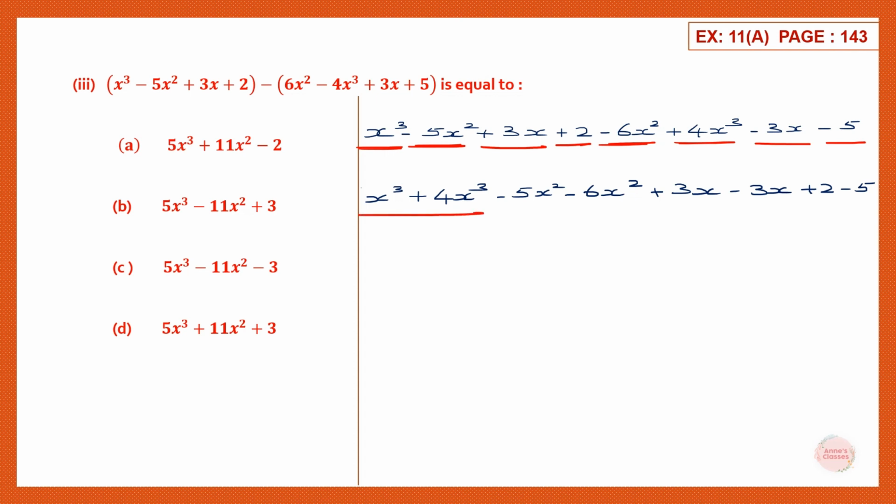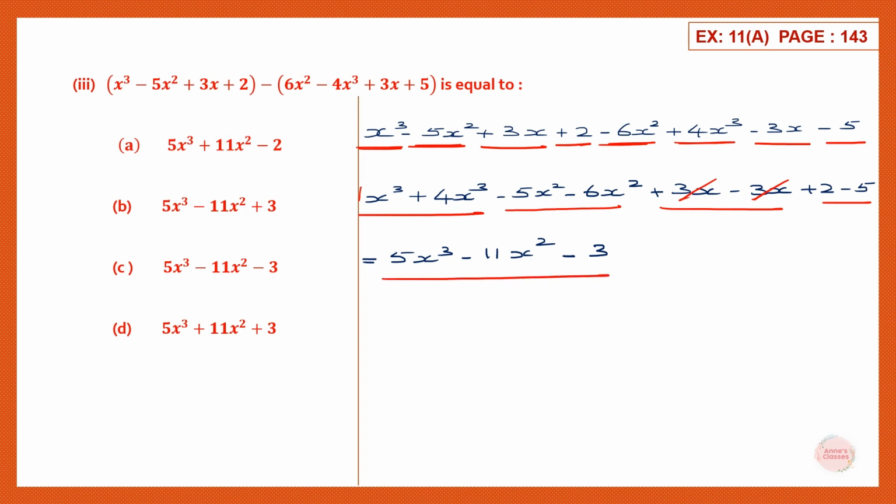So here let's work on the like terms. Here this is 1, 1 plus 4 is 5, so this will be 5x cube. Now let's work on the x square. Minus 5 minus 6 is minus 11. Signs are the same, so we put the same sign and we add, x square. Now let's take plus 3x and minus 3x. 3 minus 3 is 0, it gets cancelled. Then we have 2 minus 5. Signs are different, so put the sign of the bigger number and subtract: 5 minus 2 is 3. So what's the final answer? 5x cube minus 11x square minus 3, which is option C.